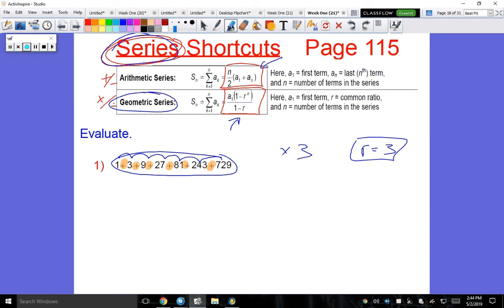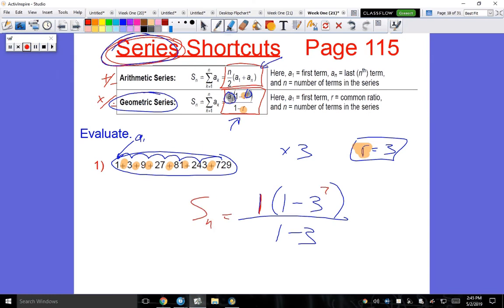So now that we know R, we need to know N. And we also need to know A sub 1. Okay? Again, we know R, so we could put it like 1 minus 3 to the power of N over 1 minus 3. Now I just need to find out what is A sub 1 and N. What do y'all think A sub 1 is? 1. A sub 1 is the very first term. There it is. What is N? 7. There's 7 terms. This will be a non-calculator.